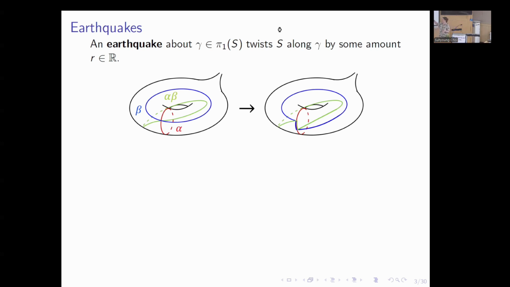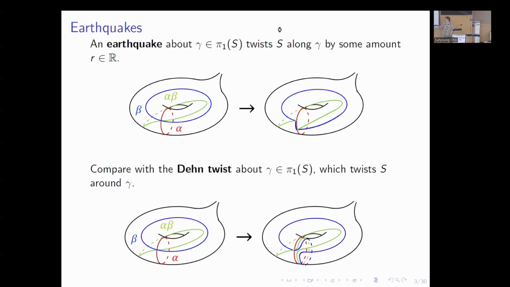So on the once-punctured torus, we have this picture on the left-hand side where we have the meridian alpha in red, the longitude beta. So this gives a framing for the fundamental group. And we also have alpha beta, just for fun. If we're earthquaking by some amount r, and this is earthquaking about alpha, we're just shifting along alpha by some amount. Okay, so alpha stays the same and the blue and green curves vary.